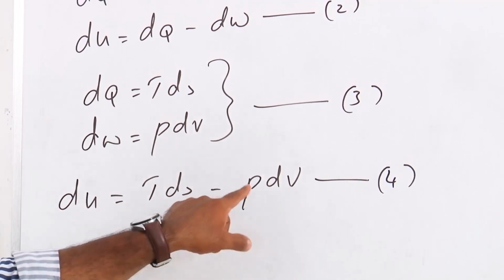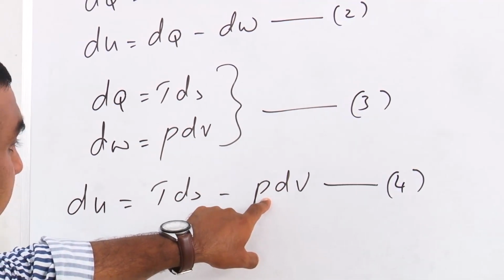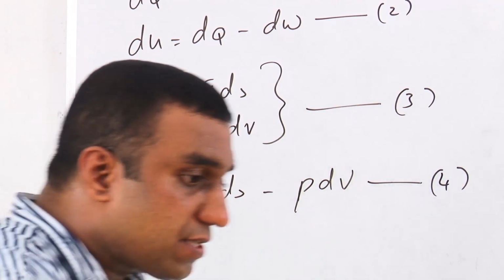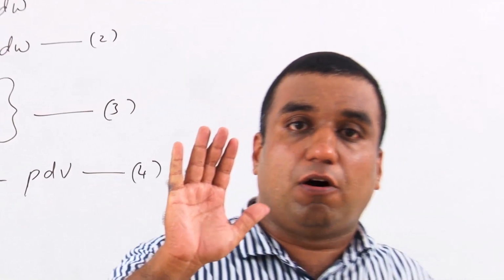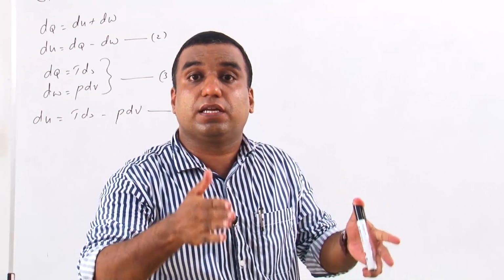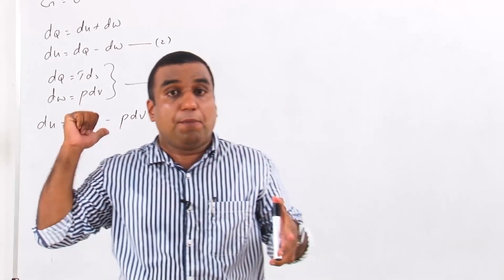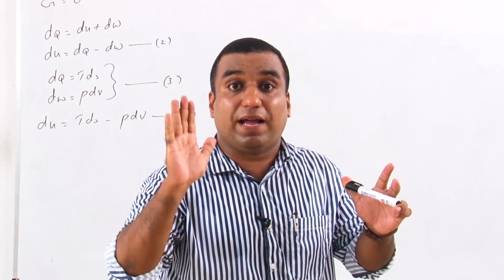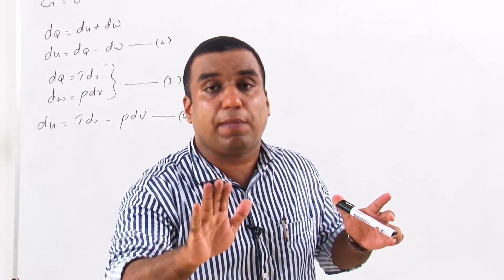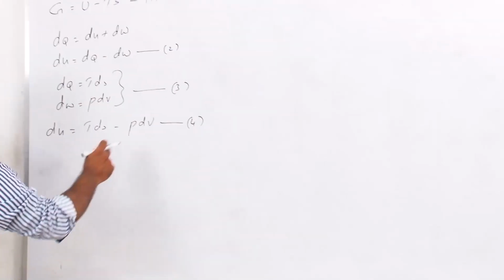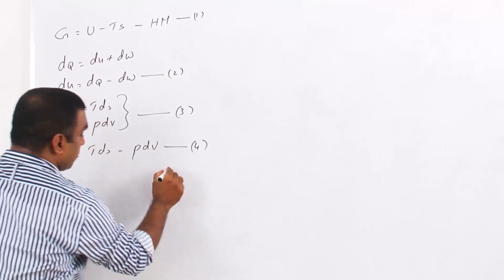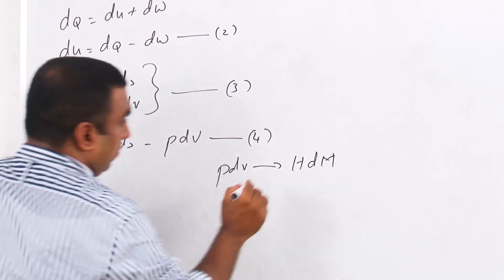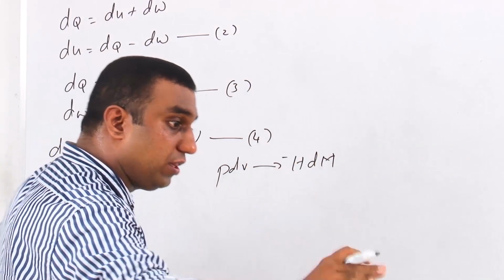Here, P is the pressure applied and dV is the change in volume due to the application of this pressure. In the case of a magnetic field, due to the application of a magnetizing field, the specimen gets magnetized. Here, due to the application of pressure, the volume of the system changes, and due to the application of the magnetizing field, the specimen gets magnetized. So instead of PdV, I can write HdM. It's actually minus HdM because the work is done on the system.